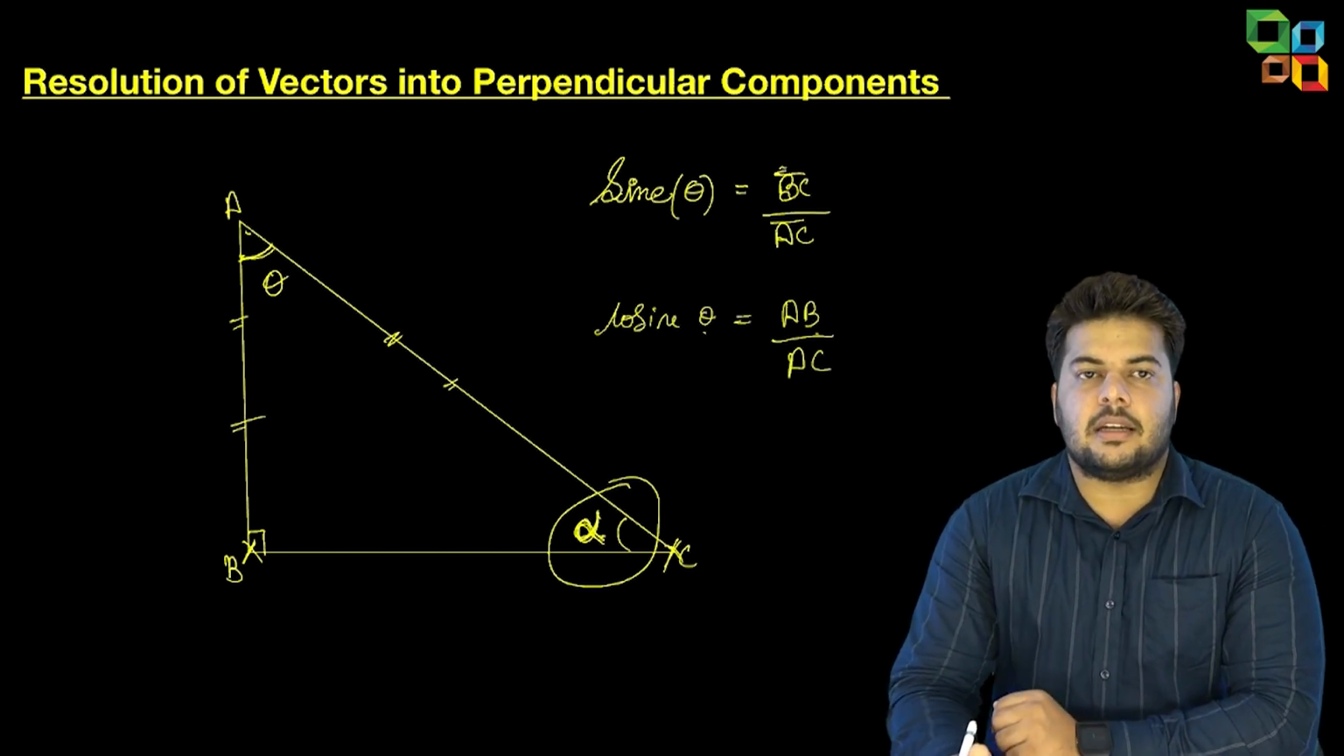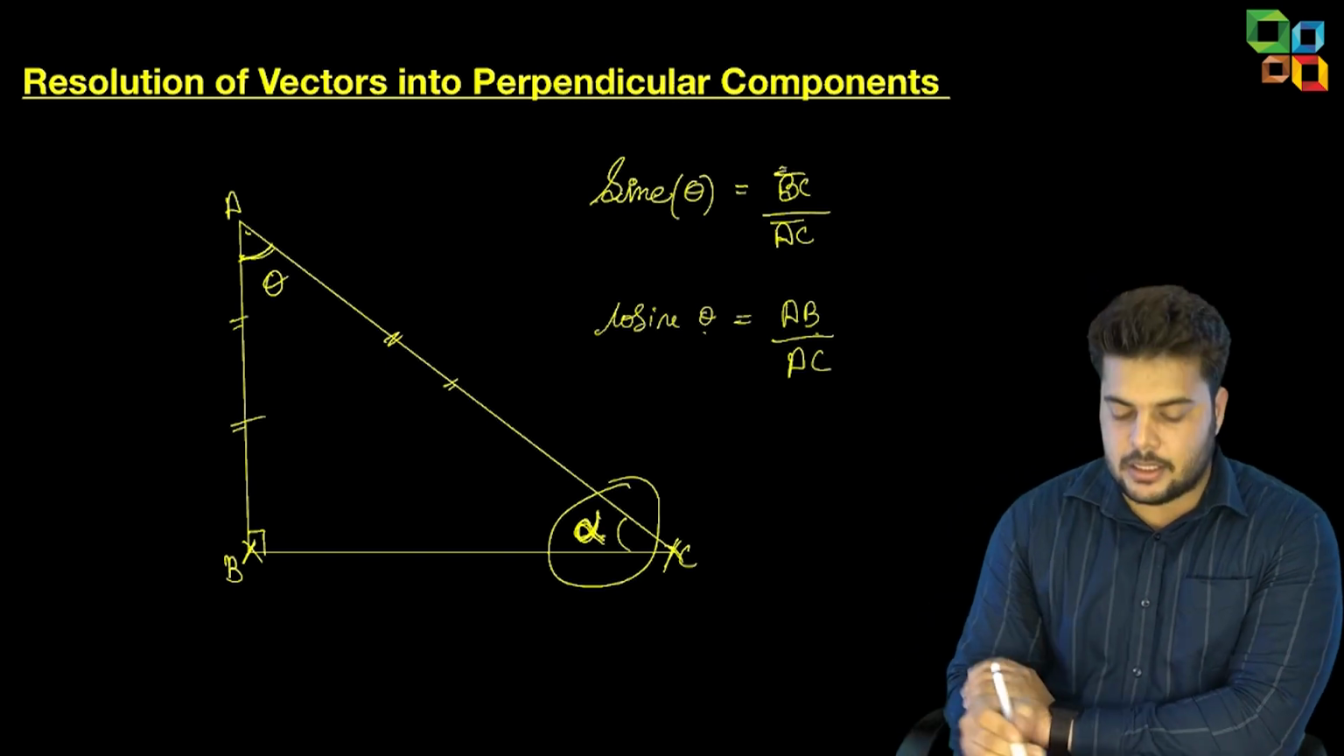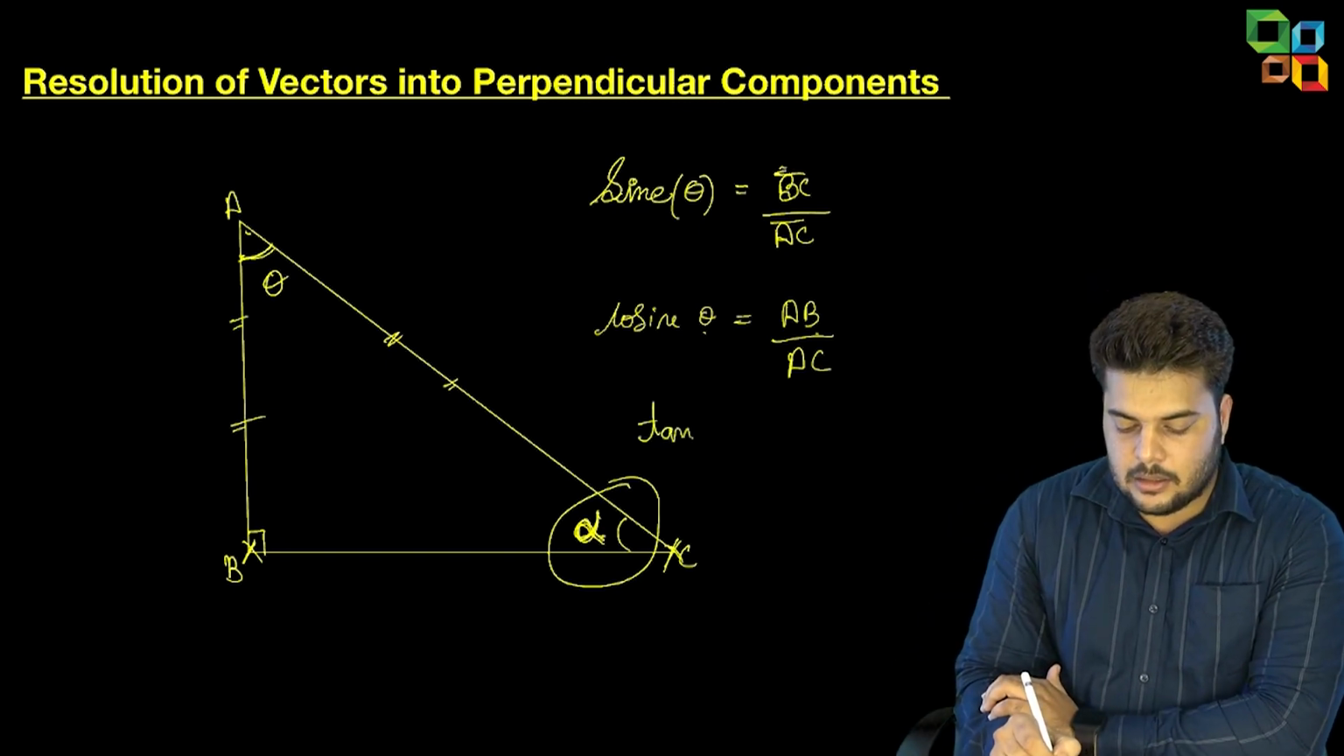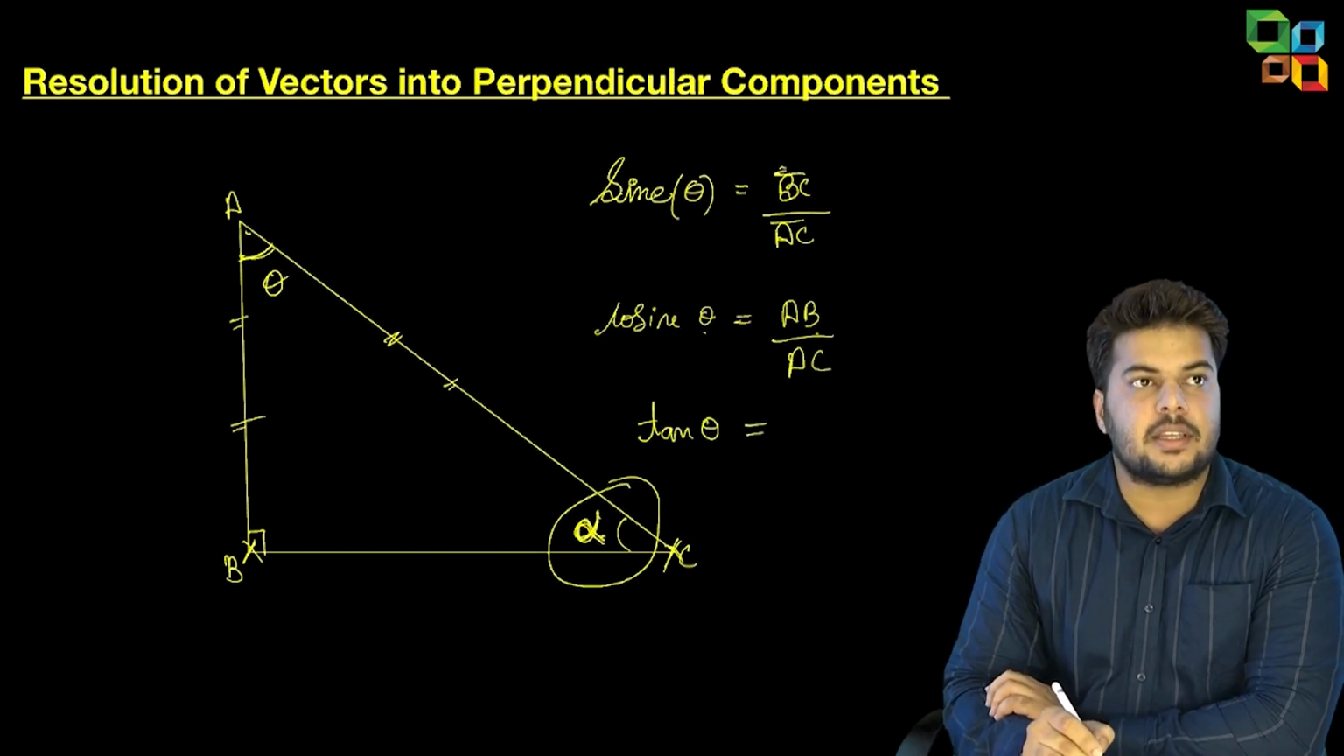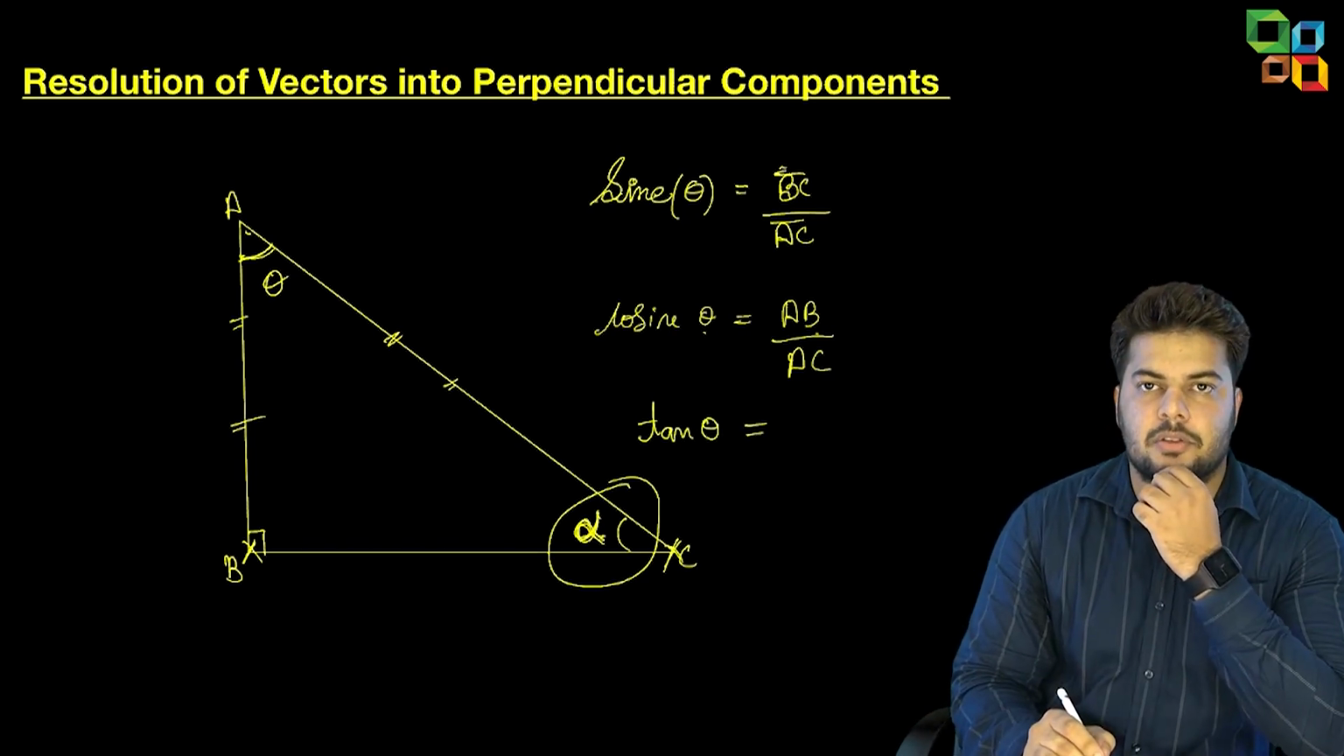Then there is tan theta. How can we define tan theta? Tangent theta is the opposite side by the adjacent side. Yeah, tan theta is defined as the opposite side to theta divided by the adjacent side.